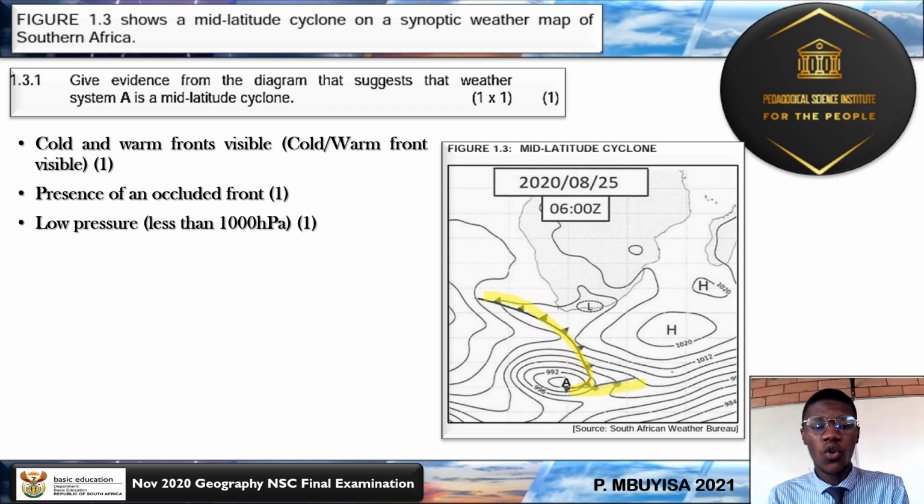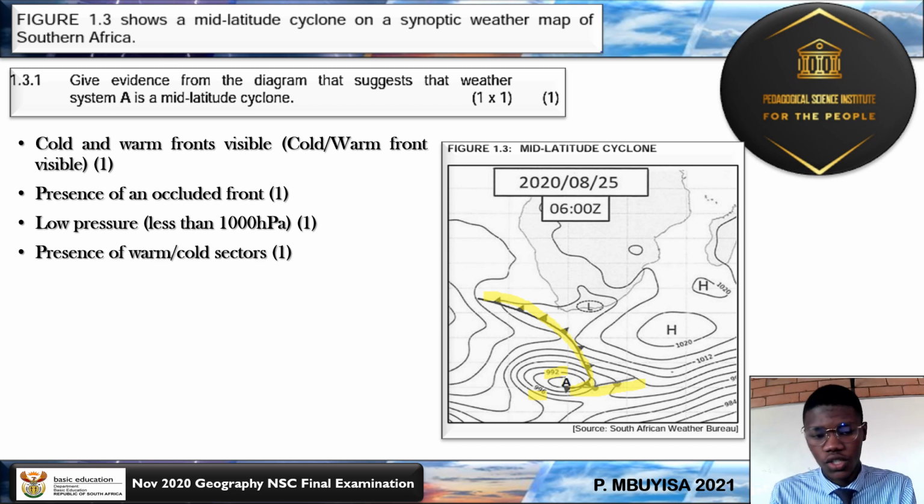And there's also a low pressure. So where do you see the low pressure? Remember, we have 996 hectopascals, 992 hectopascals. So the pressure at A, at the center of the system, is less than 1000 hectopascals. And that is showing you that this is a mid-latitude cyclone.